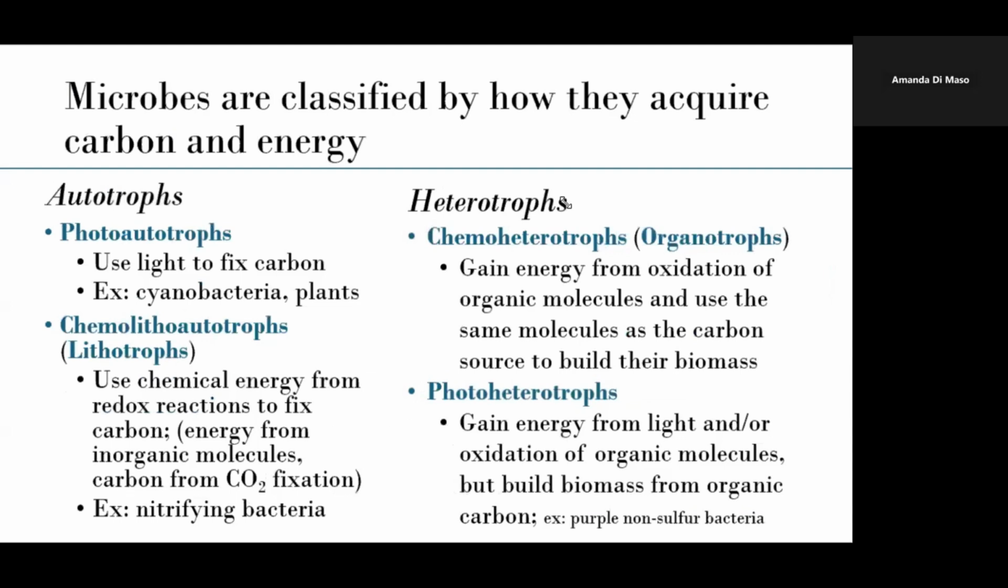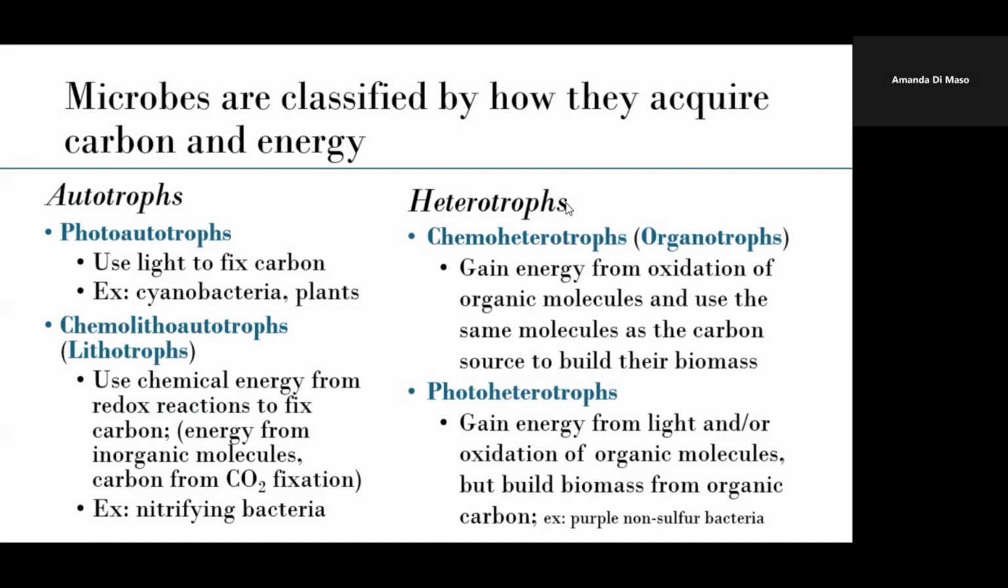So let's get into how we classify organisms based on both of these, their carbon and their energy acquisition. So the autotrophs are broken down into two types. We can be photoautotrophs or chemolithoautotrophs. So photo means light. So a photoautotroph gets their carbon from the atmosphere, CO2, and they use light for their energy source. That's like plants, cyanobacteria.